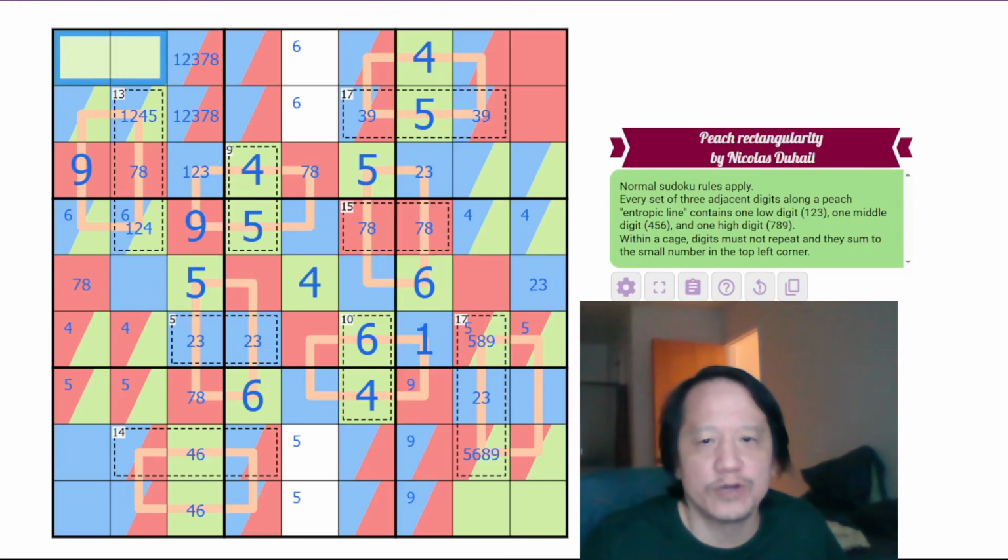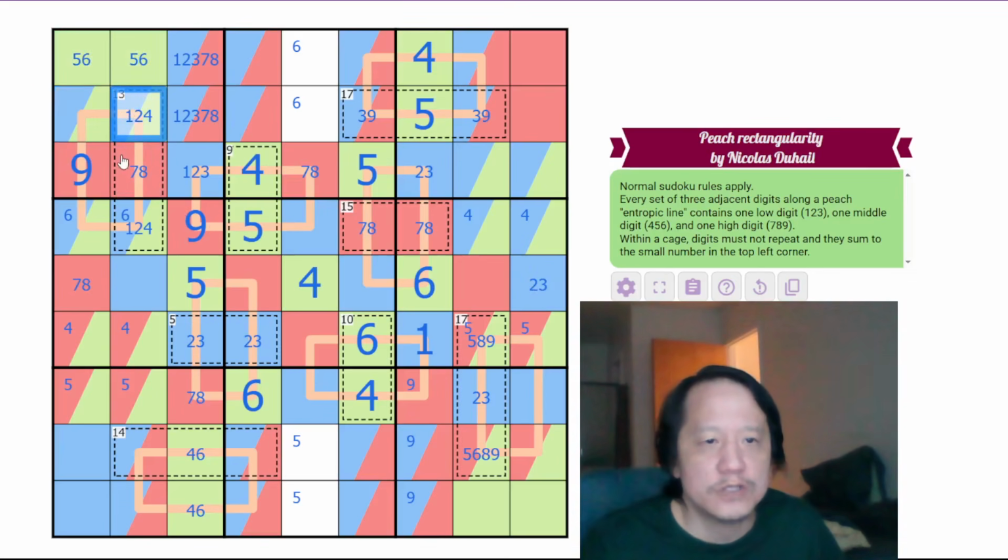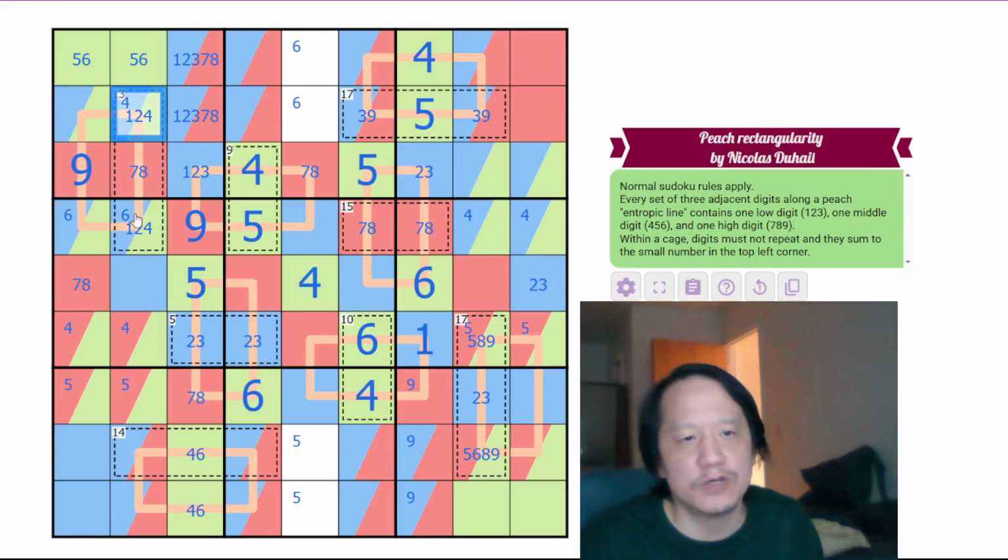4 eliminates 4 here, so this is 5, 6 as a pair. This can't be 5 anymore. So we can no longer have a 5 here at all. So as a low digit with a medium digit, it has to be either 1, 4, 8 or 2, 4, 7. So we're guaranteed one of these is a 4. That eliminates 4 in the rest of the column, so this can't be 4.